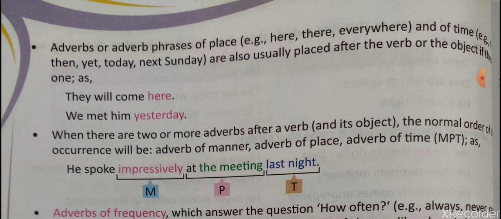When there are two or more adverbs after a verb and its object, the normal order of occurrence will be adverb of manner, adverb of place, and adverb of time. Like he spoke, first manner will come, then the adverb of place will come, and then the time will come.